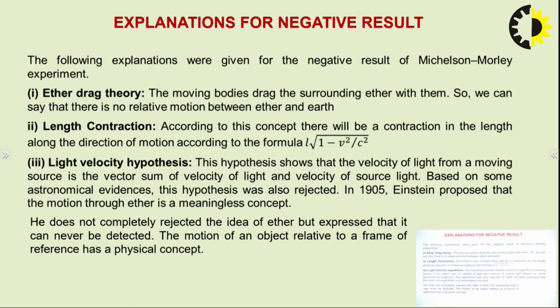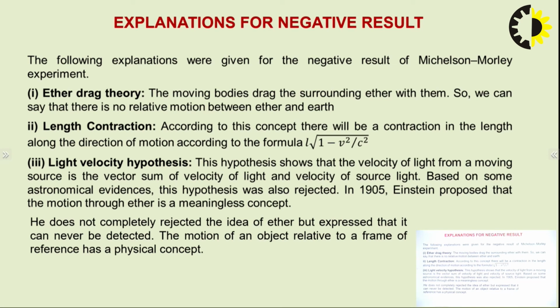The other one was length contraction. According to this concept, there will be a contraction in the length along the direction of motion, which is given by L multiplied by the square root of 1 minus v square by c square. As in the experiment, we have seen that our earth is moving from left to right and our interferometer is also moving from left to right. So in the horizontal direction, the arm of the interferometer, which has a length L, will be contracted by the formula L multiplied by the square root of 1 minus v square by c square.